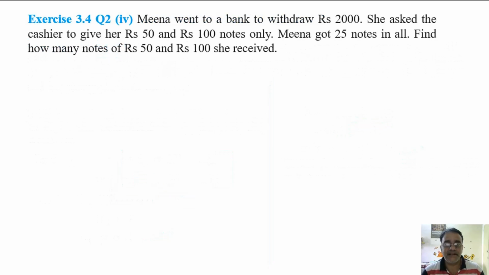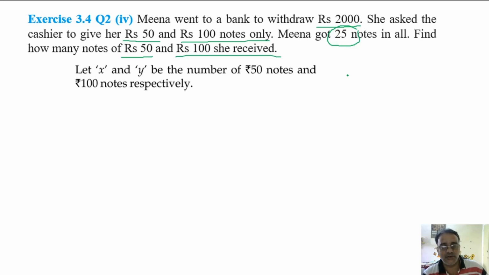Next question, exercise 3.4, question number 2, fourth bit. Meena went to a bank to withdraw rupees 2000. She asked the cashier to give her rupees 50 and rupees 100 notes only. Meena got 25 notes in all. Find how many notes of rupees 50 and rupees 100 she received. So let the number of rupees 50 notes be x and 100 notes be y.